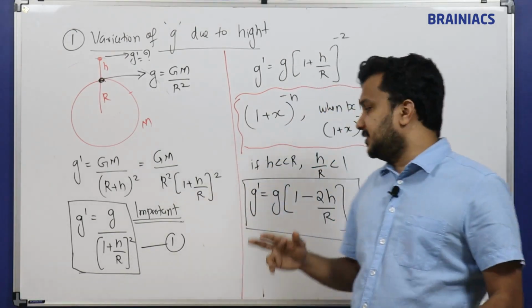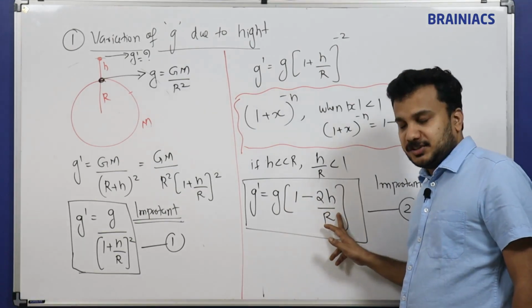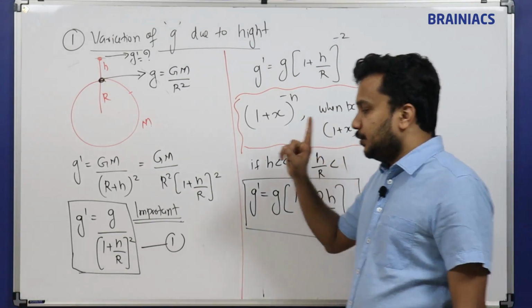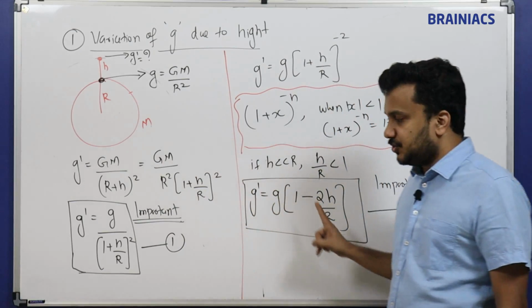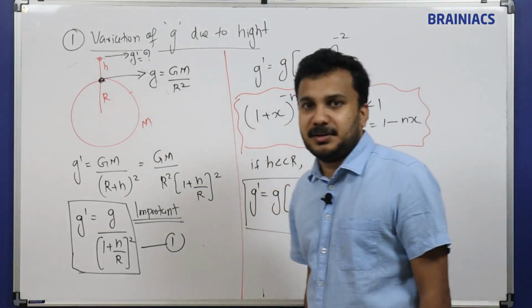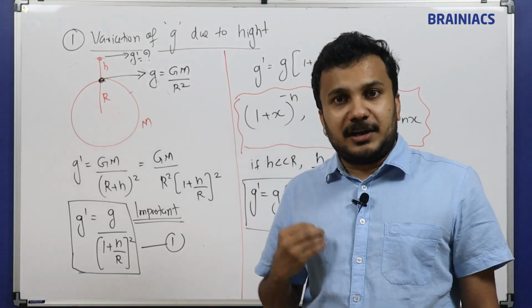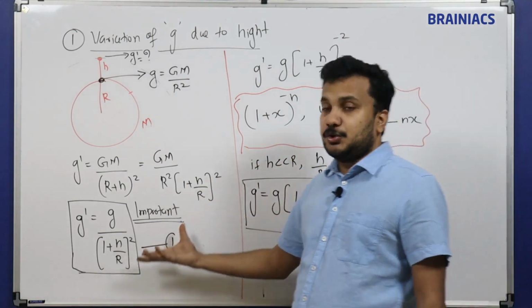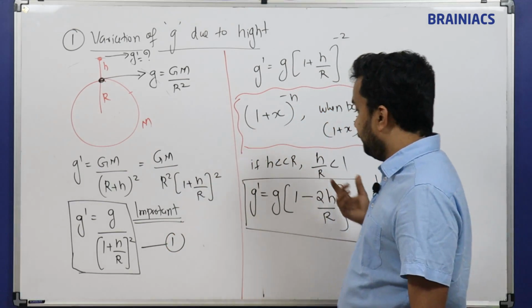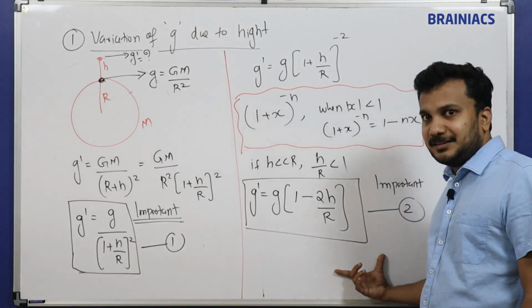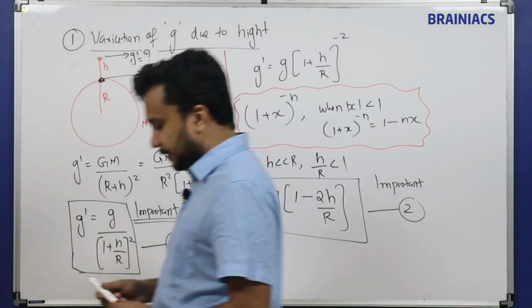If you know h is less than r, then you can use this equation. So you can use equation number 1 and equation number 2 interchangeably in a question. It depends upon the question. If they ask us to find the h value, then you have to use this equation. If you know h is very much less than r, then you have to use this one.